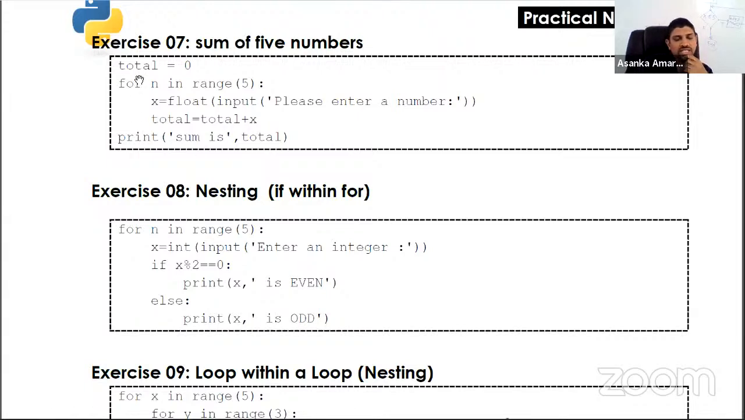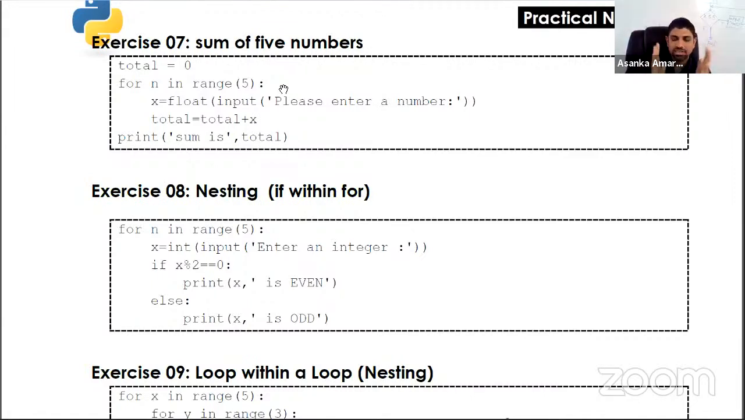Okay, so here there's a variable called total. So the initial value of the total is 0. Then for n in range 5, there is an input. X is an input. So total plus that input is the total. It will repeat for 5 times. So what we can do, you can add 5 numbers. So this is a very common program when you have to add several values. So you have to set the initial value to 0.